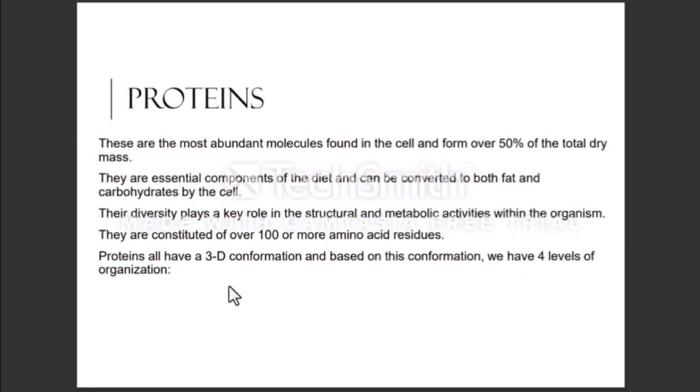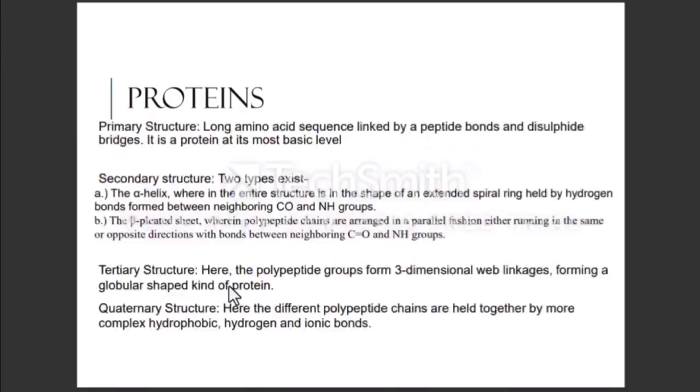We are going to organize proteins by some level of conformation. We are going to organize it as, firstly, the primary structure, the secondary structure, the tertiary structure, and the quaternary structure. So what is the primary structure? The primary structure is simply a long amino acid sequence linked by peptide bonds and disulfide bridges. Okay, and it is the basic level of organization of proteins.